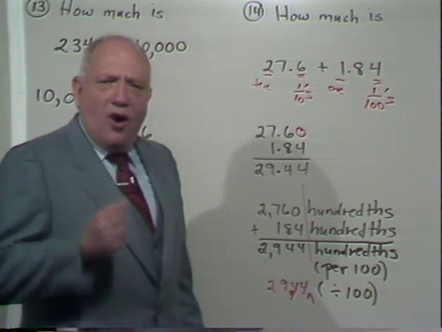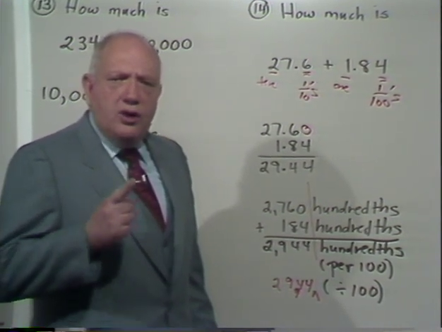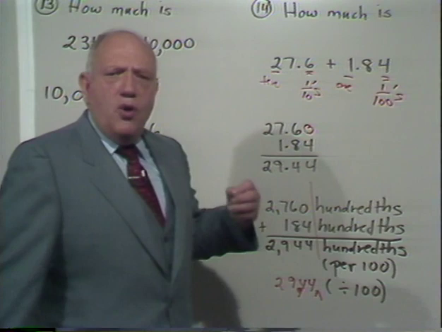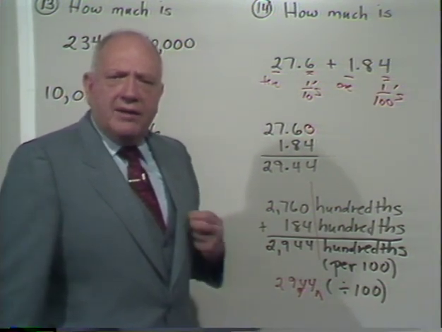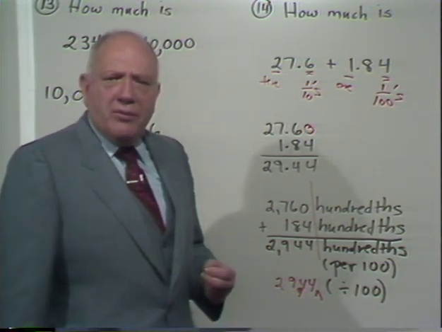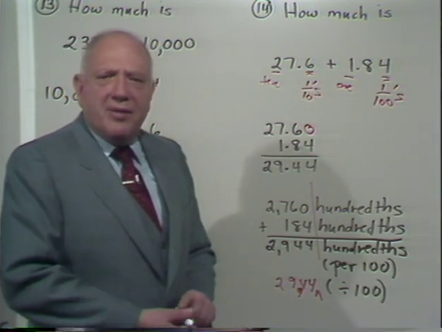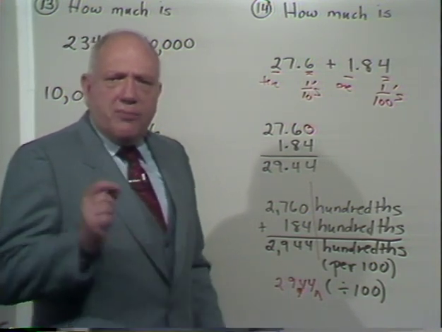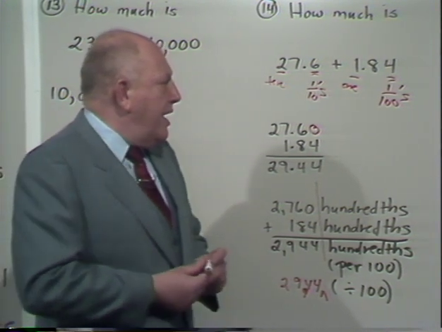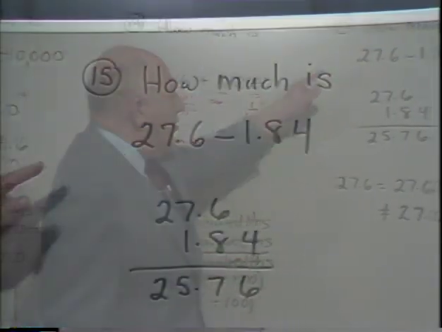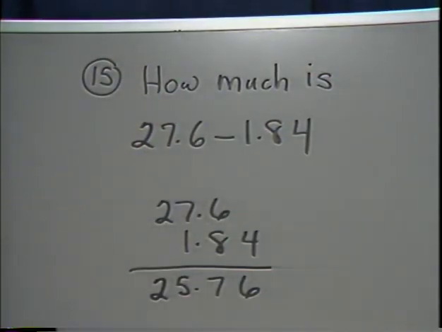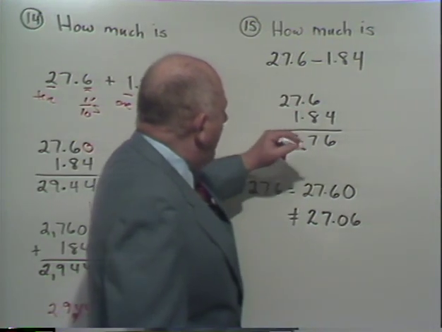If you understand whole number arithmetic, once you learn the meaning of the decimal point, you add decimals exactly the same way as you would add whole numbers, because as adjectives, the numbers still mean the same thing. Subtraction is slightly tricky in the sense that when I say to you, how much is 27.6 minus 1.84, that looks very much the same as the problem that we just did. But now, this is very tricky.